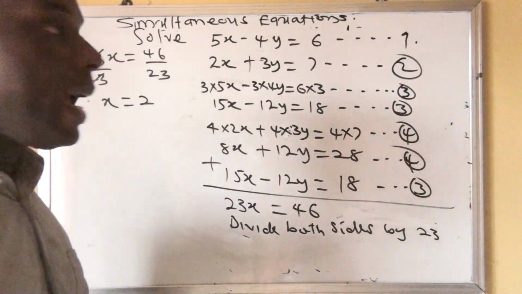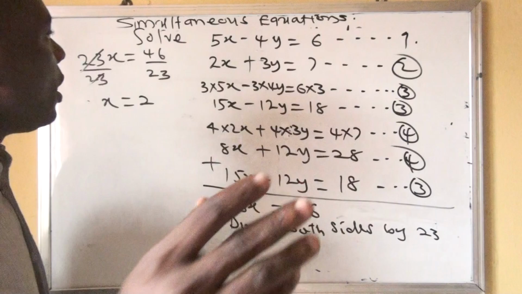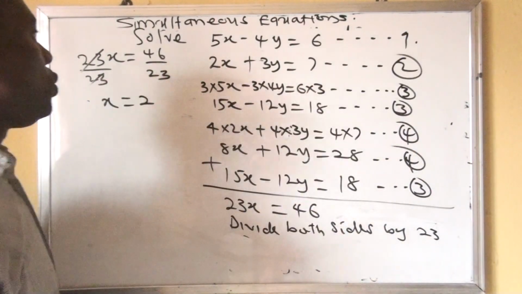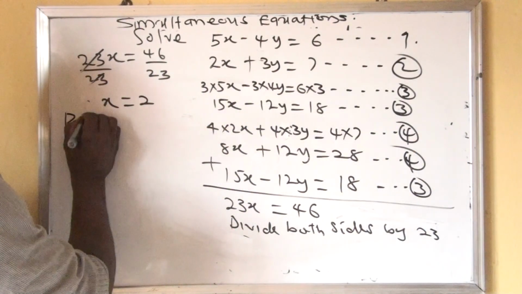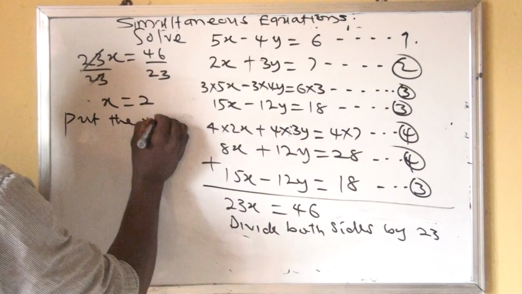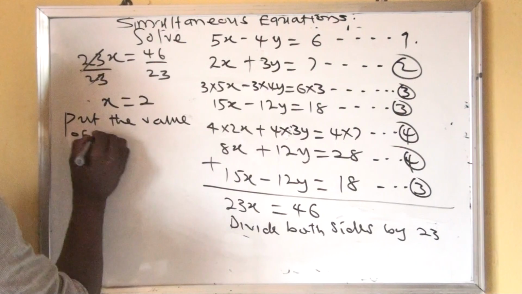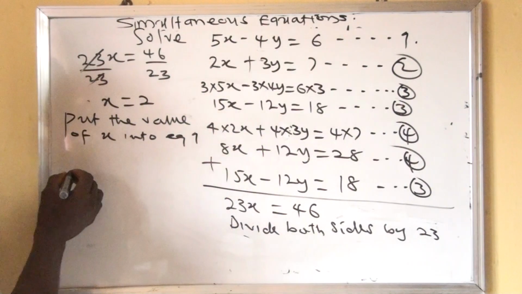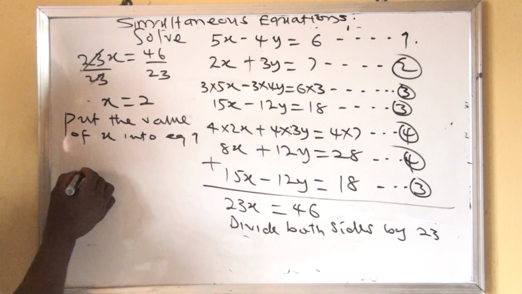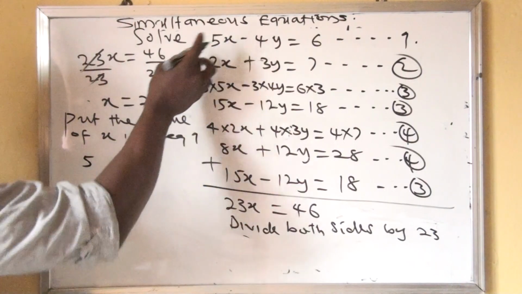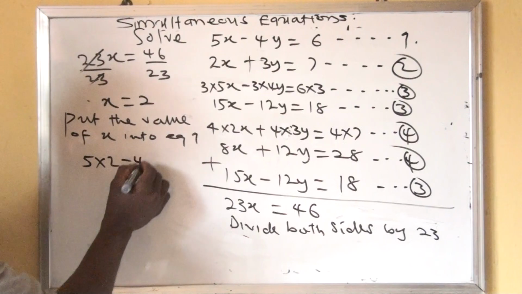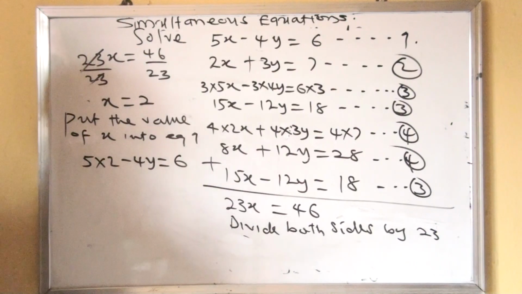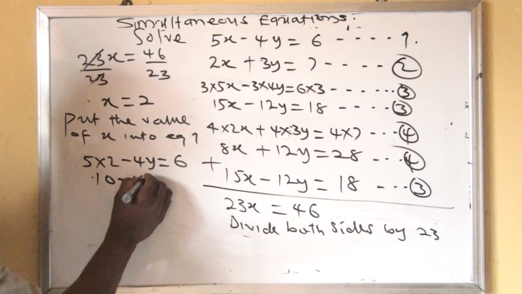Now for us to obtain y, what we usually do here is to substitute the value of x in either equation 1 or 2. So we can say put the value of x into equation 1. Let's use equation 1: 5x minus 4y is equal to 6. We know the value of x to be 2. So 5 times 2 minus 4y is equal to 6. 5 times 2 is 10. So we have 10 minus 4y is equal to 6.